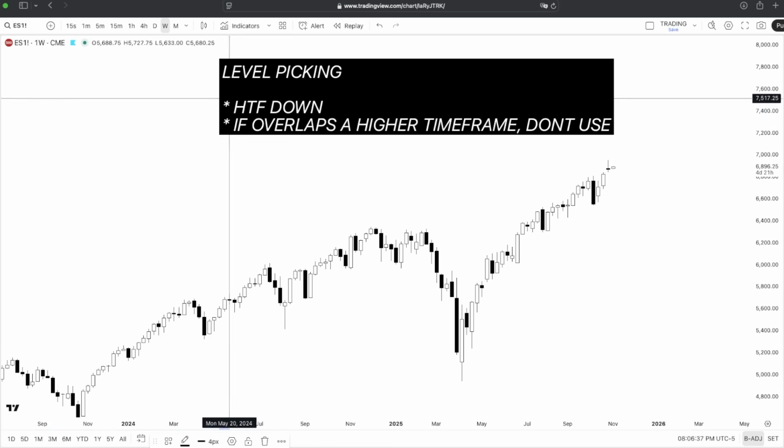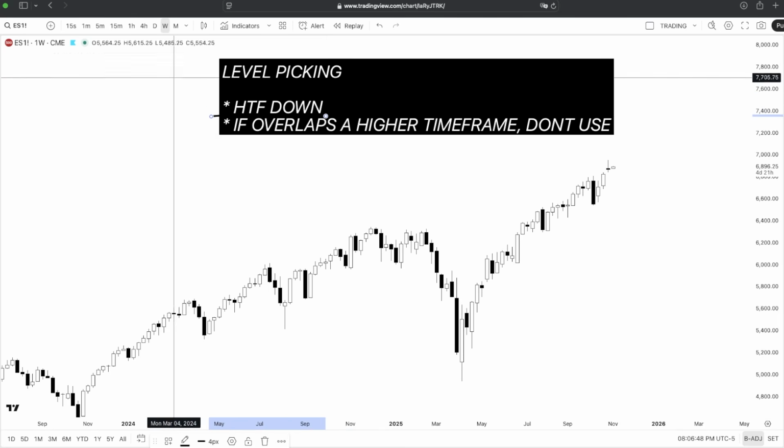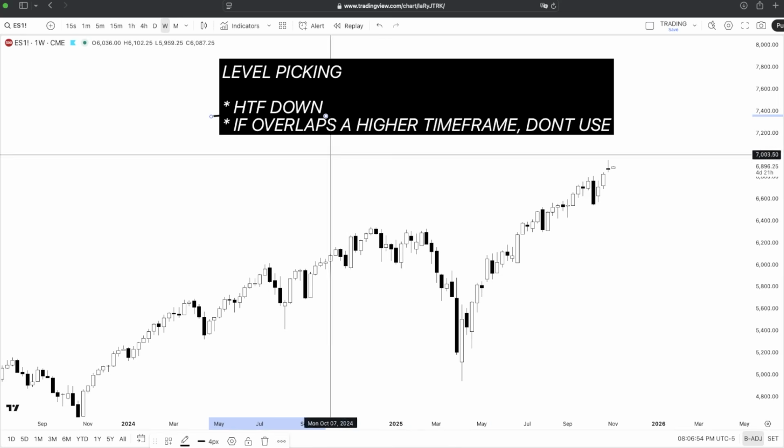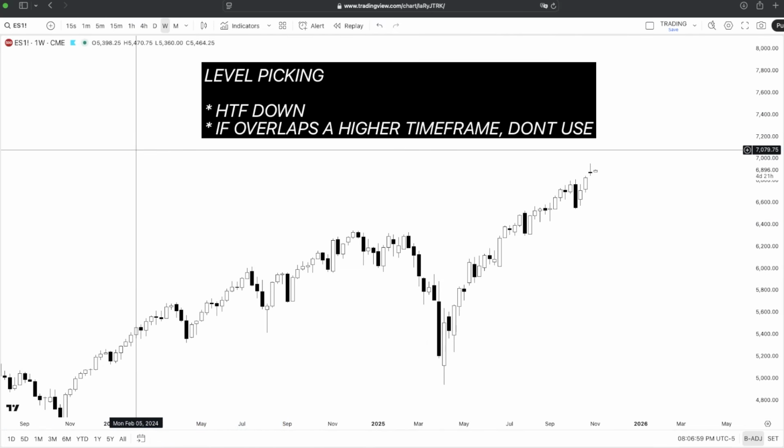So first and foremost, highest time frame down. What does that mean? That means that we start marking levels from the highest time frame available and we move lower. So the time frames that I particularly use, I use a monthly, I use a weekly, I use a daily. And then once we get lower than that, typically I'm never marking levels on a lower time frame of the daily chart. Now, don't get it twisted. That doesn't mean I'm trading on a daily chart.